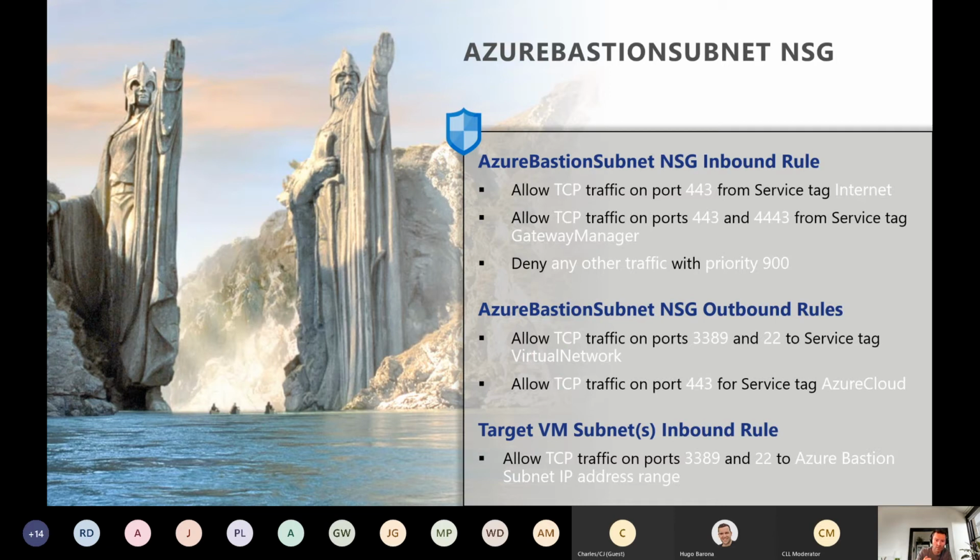And finally, on all your Azure VM subnets in the VNet, you should allow inbound TCP traffic on ports 3389 and 22 from your Azure Bastion subnet IP range. So if you deploy the subnet in advance and you attach an NSG, you should see that all those specific inbound and outbound rules are in place. Otherwise, your deployment will fail.